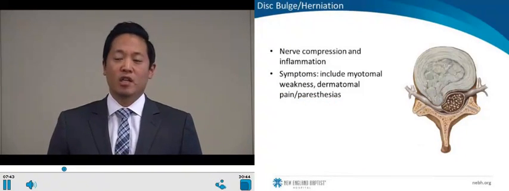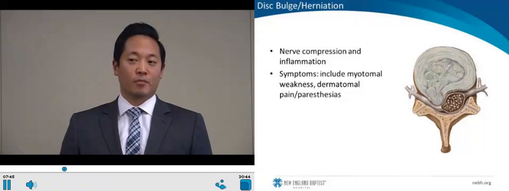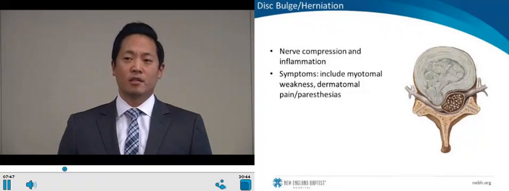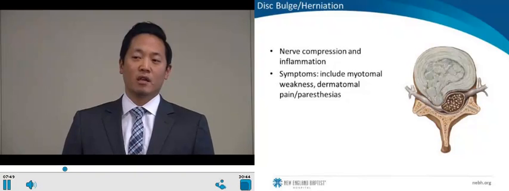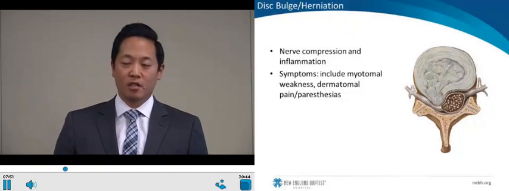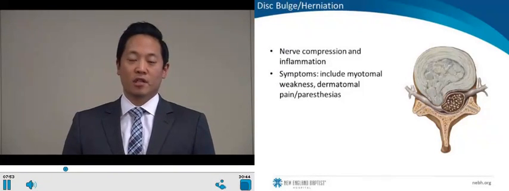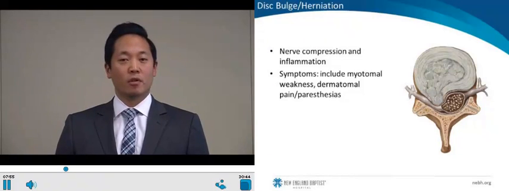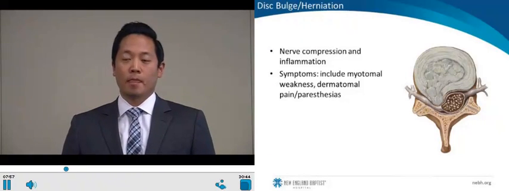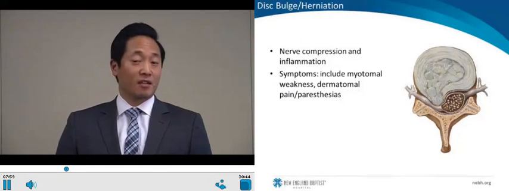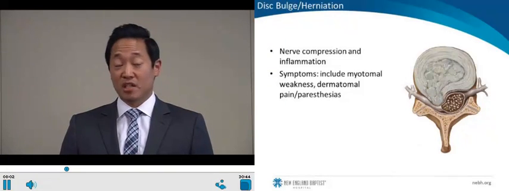When we talk about disc herniation, this is a very nice depiction of what a disc herniation looks like. In this situation, you can see that there has been a tear in the outer annulus of the disc with essentially herniation of nucleus pulposus through that tear. Not all symptomatic disc herniations need to be necessarily this extreme.